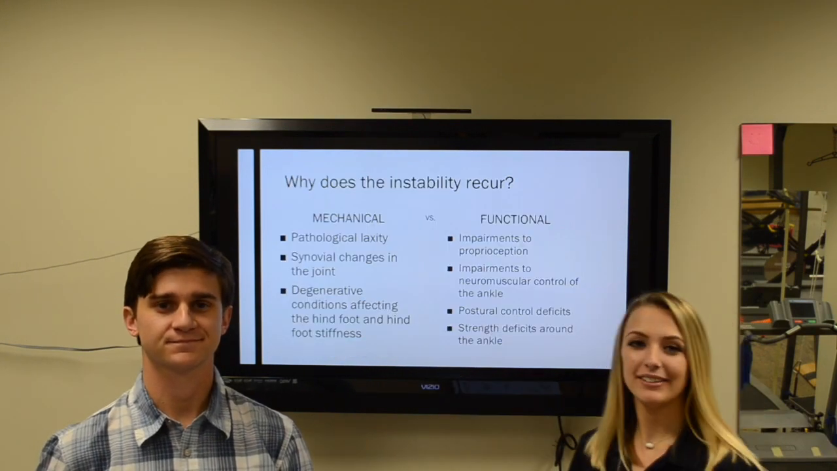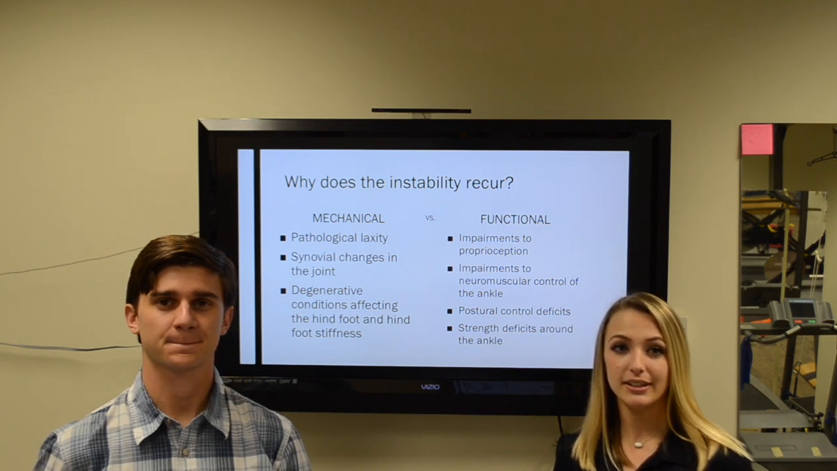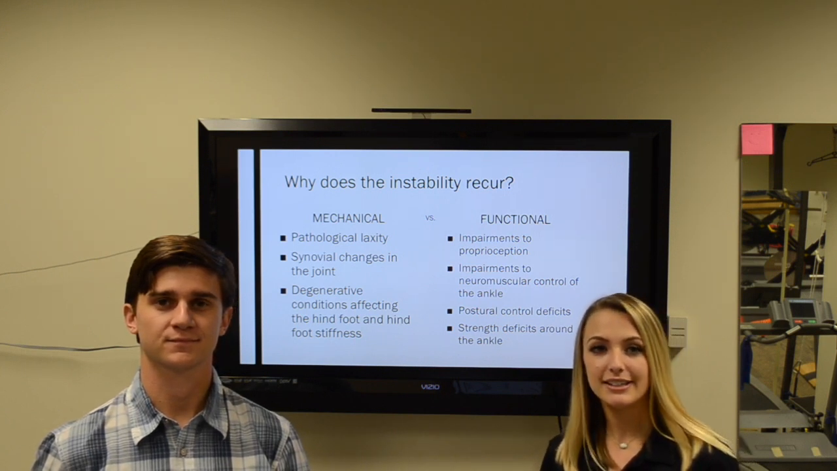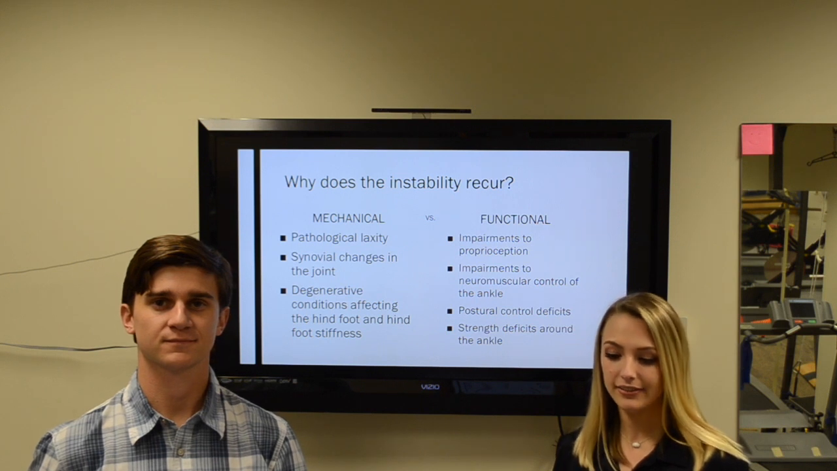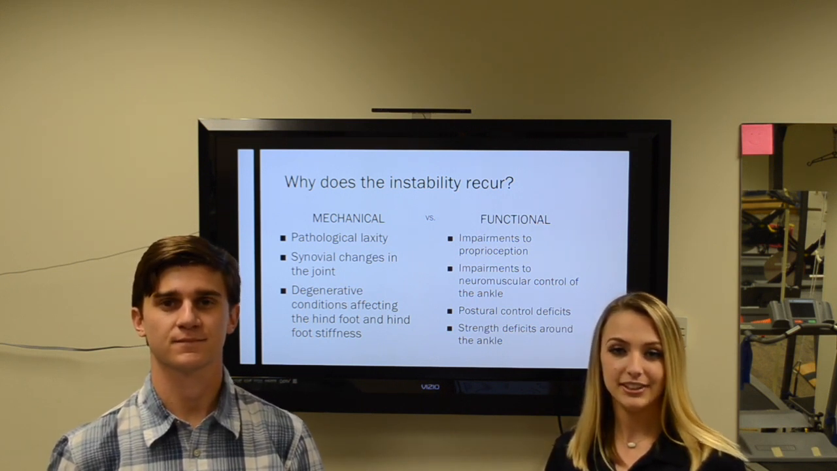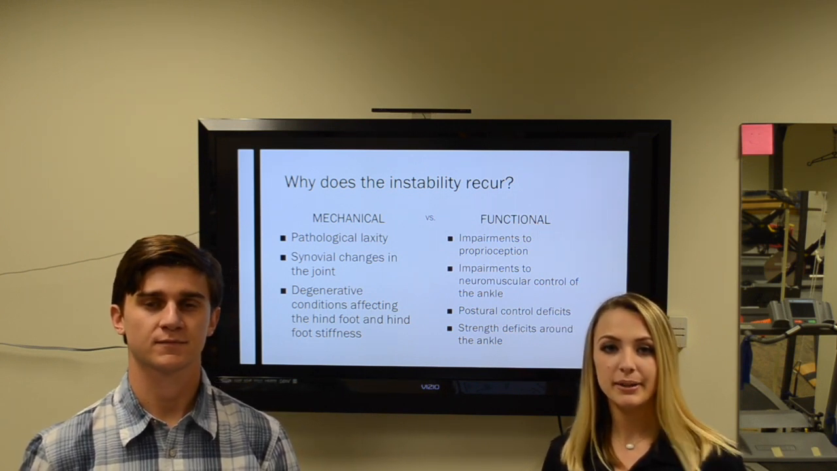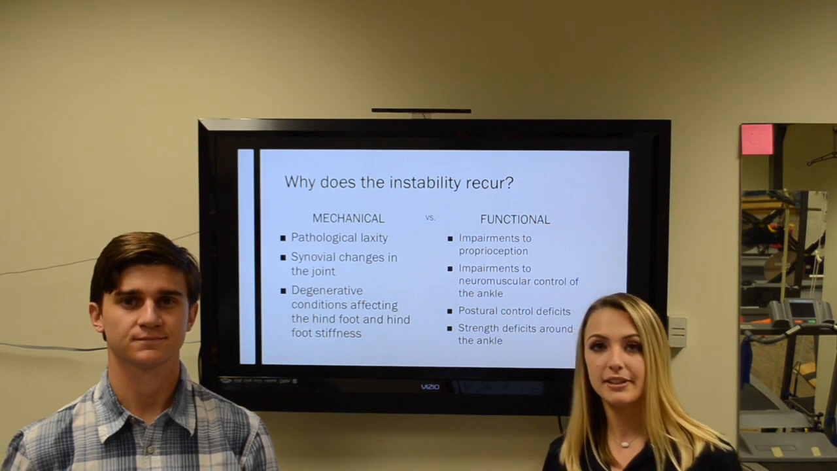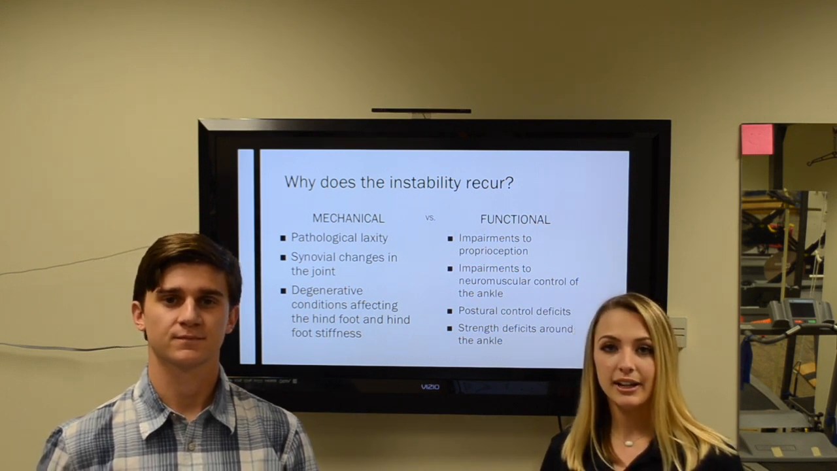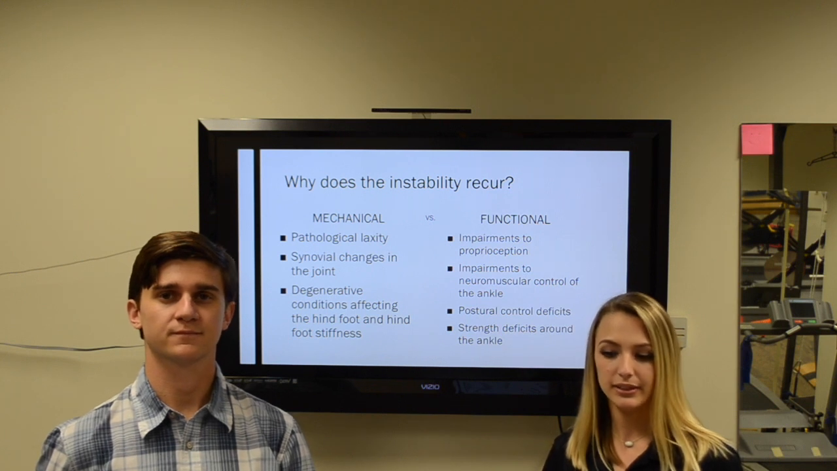Why does this instability recur in these patients? There's two categories: mechanical, which occurs from pathological laxity, changes in your synovial cavity, and degenerative conditions that affect the hindfoot and hindfoot stiffness. Functional is impairments to proprioception and neuromuscular control. So your brain and ankle aren't communicating well about where it is in space and the pressures involved with it.